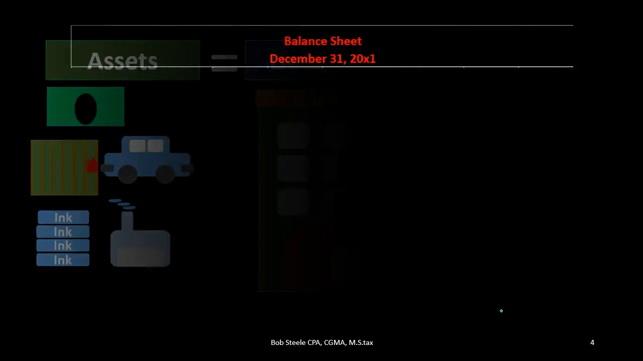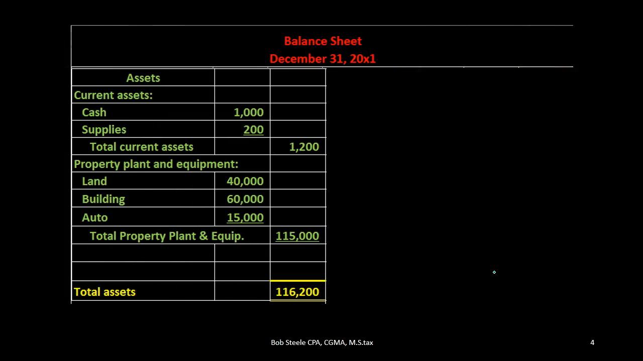In terms of the balance sheet, it's going to look something like this. It's going to have a point in time. Notice the balance sheet is as of a point in time, not a time frame. We're not measuring performance here. We're saying this is where we stand as of a point in time. Therefore, we only need one date.